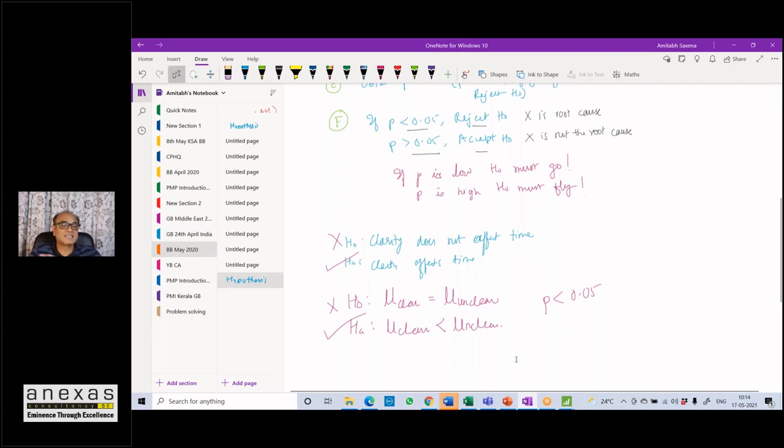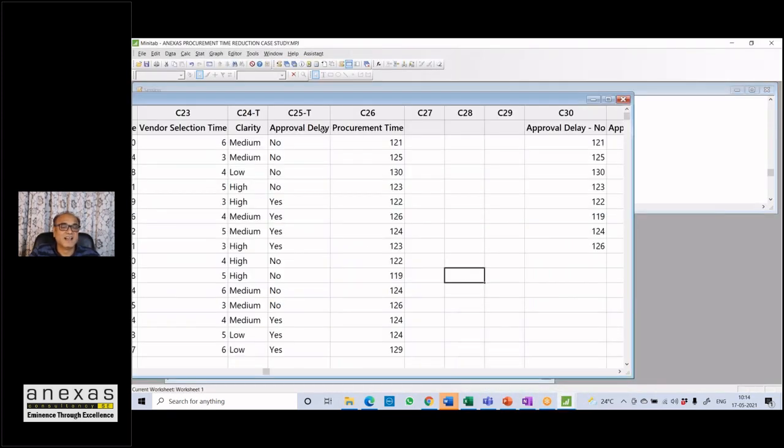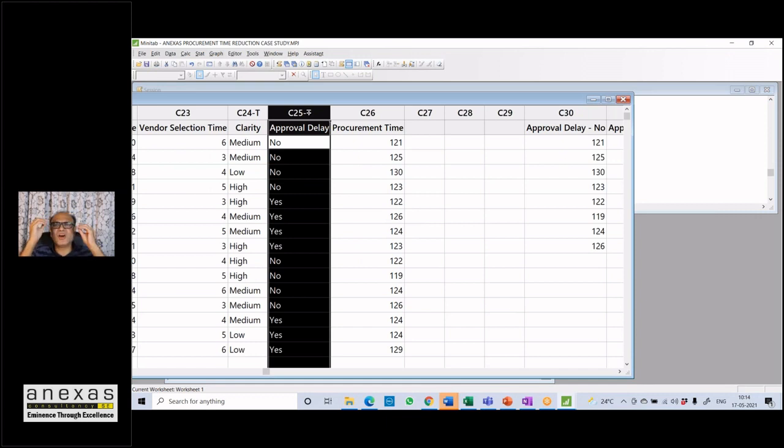That is, X is not impacting. That means what? Approval delay is not impacting. Approval is delayed or not delayed, doesn't matter. The procurement time is equal to when the approval is not delayed. Doesn't matter. Not the root cause. Why? Because the p-value is high. How much is it? P-value is 0.59.